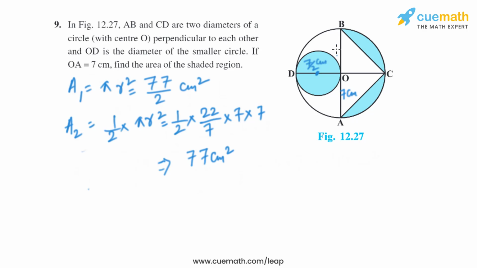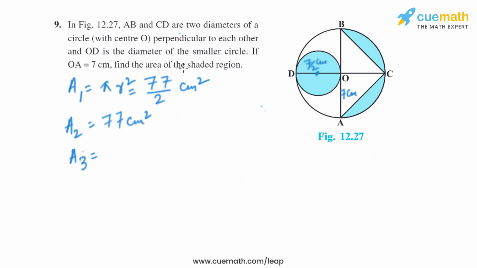We can find the area of this triangle ABC, and when we subtract it, we'll get these two shaded regions. So let's find the area of triangle ABC, that is half into base AB into height OC, which is half into 14 into 7, and on solving this, we will get the area of triangle ABC as 49 square centimeter.